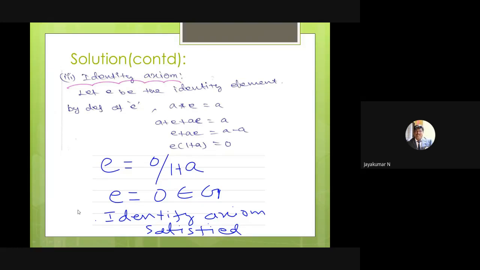So derive this, find the E value. We have to check whether E belongs to G or not. That's all. So which element does not belong to G? The element which is equal to minus 1, that element does not belong to G. Okay. So clearly identity axiom is satisfied.